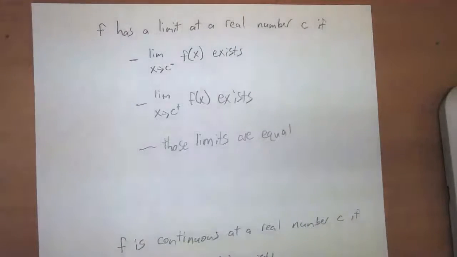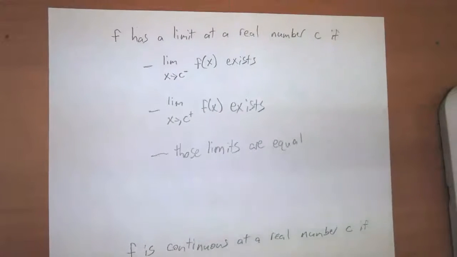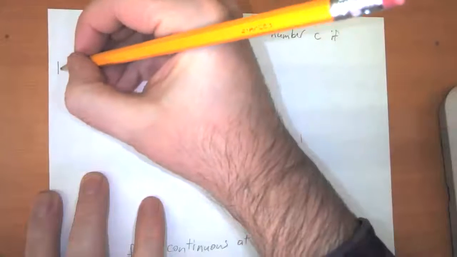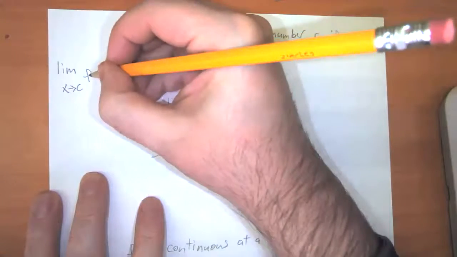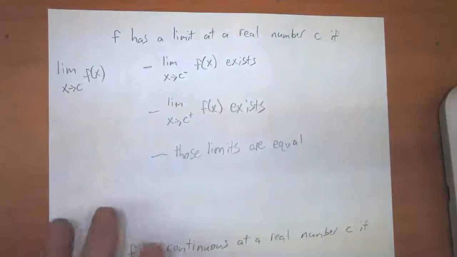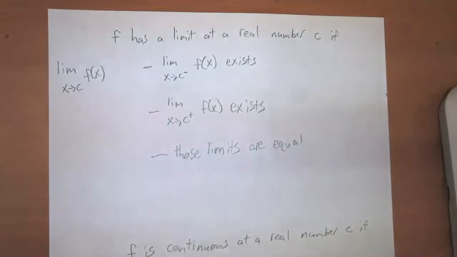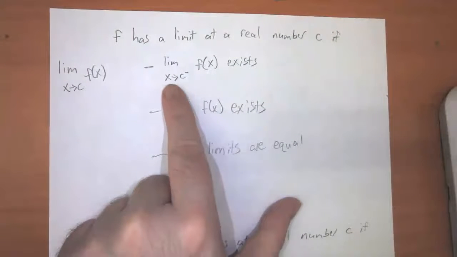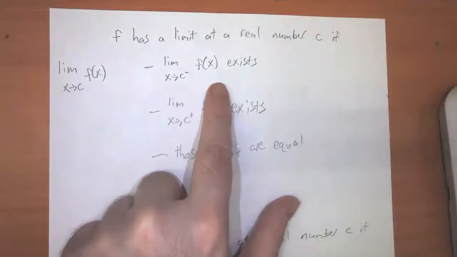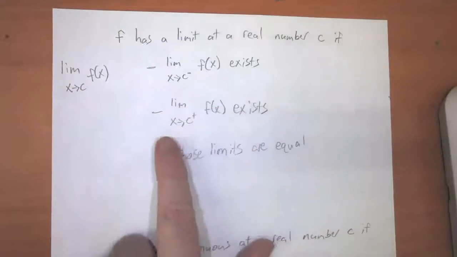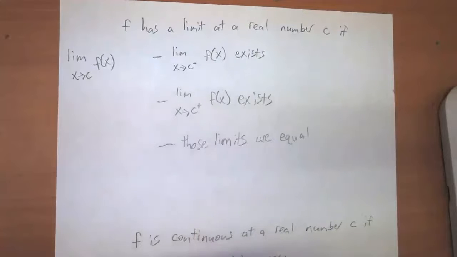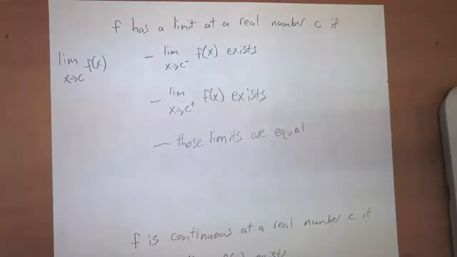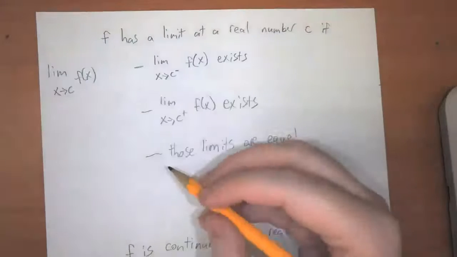All right, so for f to have a limit at a real number c, so to say the limit as x approaches c of f of x, in order for that to exist, we need three conditions. So we need the limit as x approaches c from the negative side to exist. The limit from the positive side has to exist, and those two limits have to be equal.